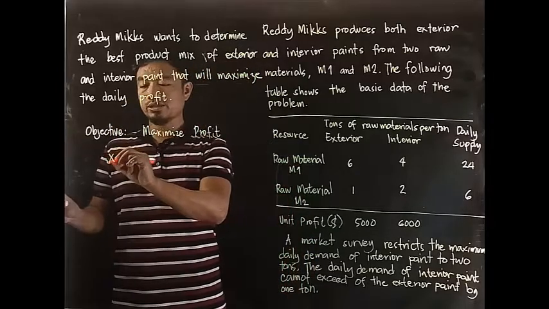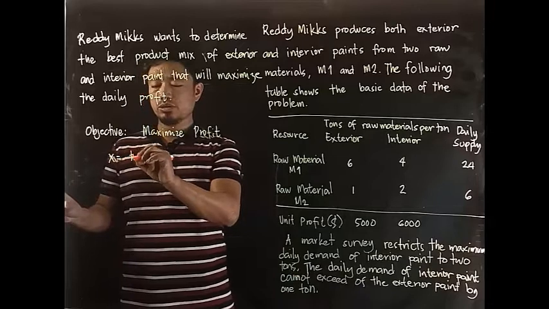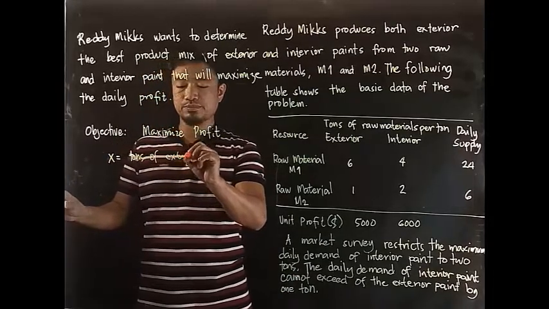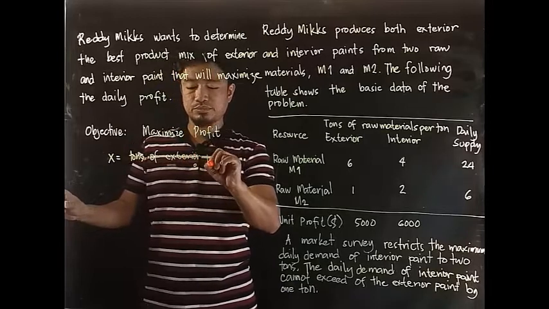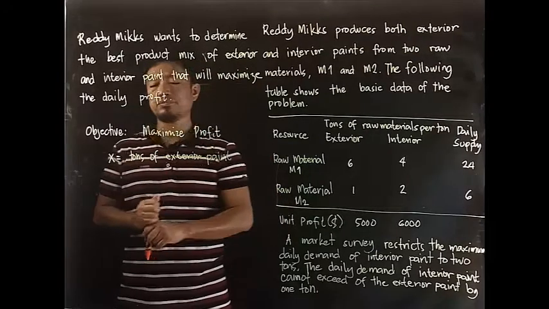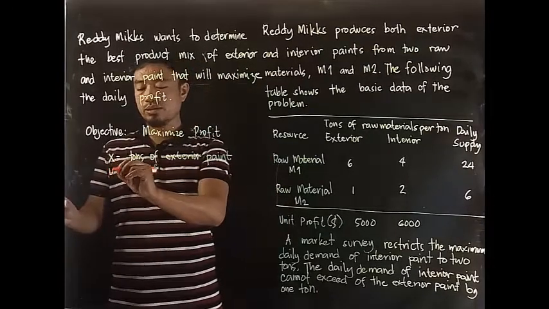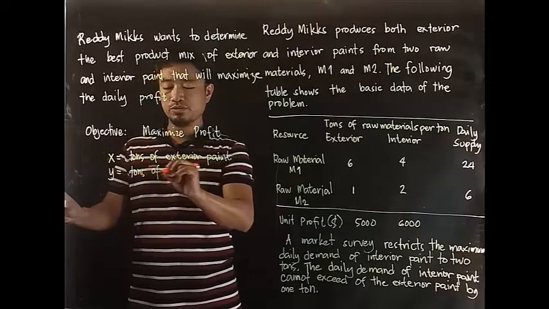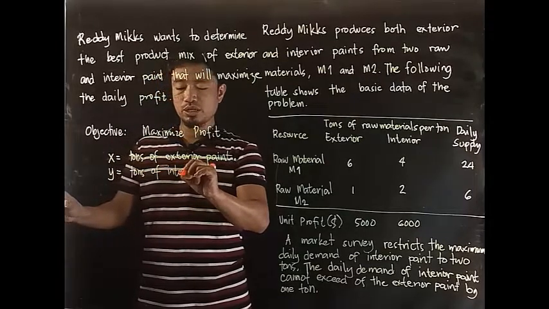Profit is directly related to the number of exterior paint and interior paint produced daily. So we let X be equal to tons of exterior paint. And we let Y be equal to tons of interior paint.